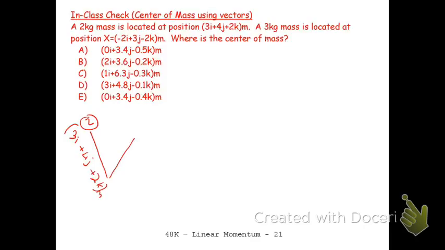And I have a 3 kilogram mass, and this is minus 2I plus 3J minus 0.5K meters. And I say, well, in this case then, my vector to my center of mass is equal to the sum of each vector times each mass over the sum of each mass.